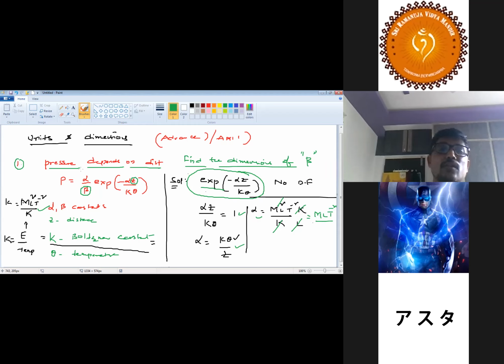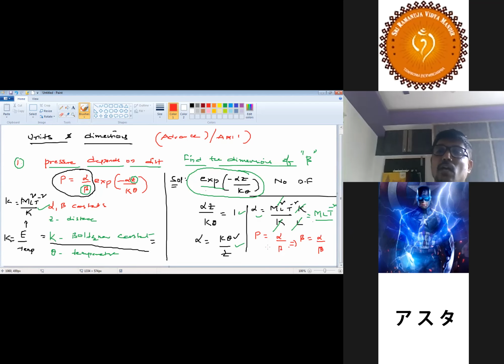Now substitute this alpha here. Pressure is a force per unit area. Pressure is equal to alpha by beta. So once you know the pressure, you can find the beta dimension, since you already know the dimension formula for alpha. So beta is equal to alpha by pressure.